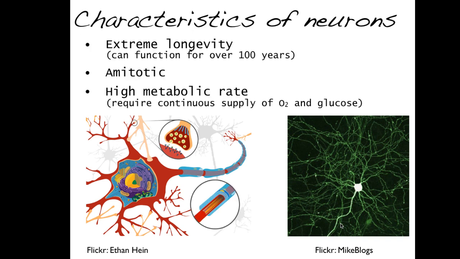Some of the key features of neurons is that they can live for a very long time. So they can function for over 100 years. They need to be able to do that because they're amitotic, meaning they don't divide. So a neuron, once damaged, cannot replace itself. Furthermore, they have a very high metabolic rate, so they need to be able to produce a lot of ATP. And for this, they require a high supply of oxygen and glucose. So in proportion to their weight in our body, they use more oxygen and glucose than most other tissues.